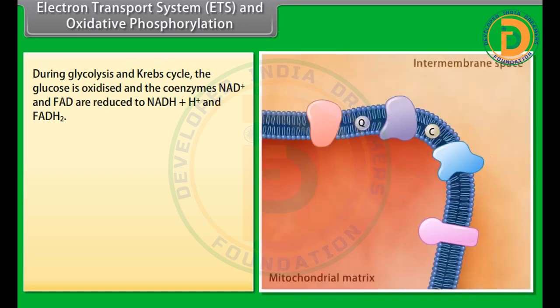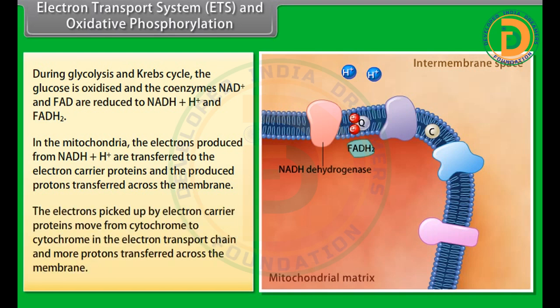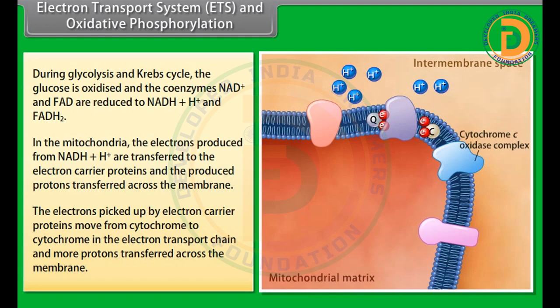During glycolysis and the Krebs cycle, glucose is oxidized and the coenzymes NAD+ and FAD are reduced to NADH + H+ and FADH2. In the mitochondria, the electrons produced from NADH + H+ are transferred to the electron carrier proteins and the produced protons are transferred across the membrane. The electrons picked up by the electron carrier proteins move from cytochrome to cytochrome in the electron transport chain, and more protons are transferred across the membrane.